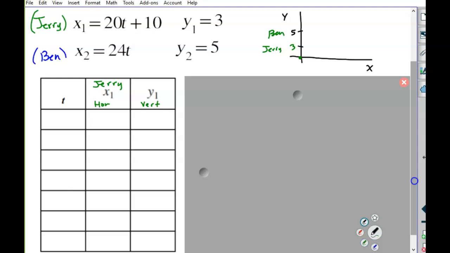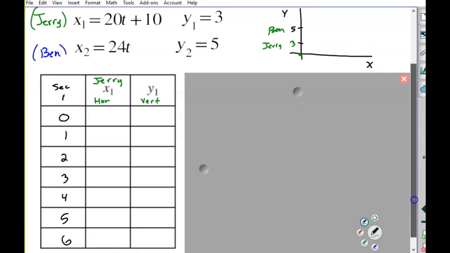We have to figure out the time. Well, what is Jerry's position? What's his horizontal movement at time 0, which is measured in seconds? And how about after 1 second, 2 seconds, 3 seconds, 4 seconds? And we're just going to go for 6 seconds here and see how far they go. Well, let's think about this.